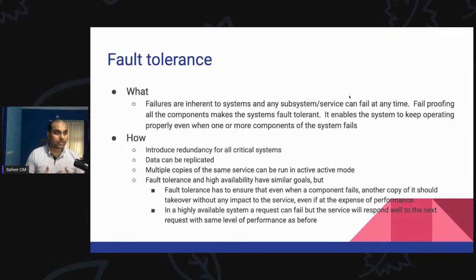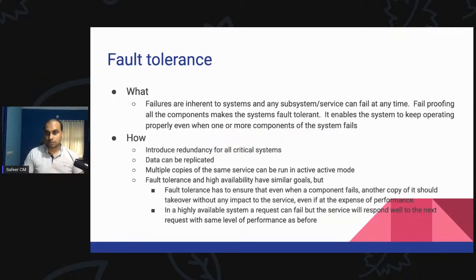Fault tolerance has to ensure that even when a component fails, there is another copy of the service that takes over without any impact to the service. Even if the performance degrades, that's acceptable. In the case of a highly fault tolerant system, a small degradation in performance is acceptable as long as the service goes through without the customer noticing a failure. In a highly available system, a single transaction can fail, but the next request should still be available and performing. So to avoid the confusion, let us look at an example.